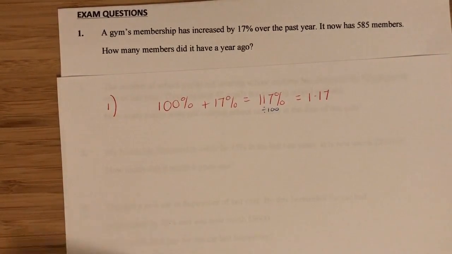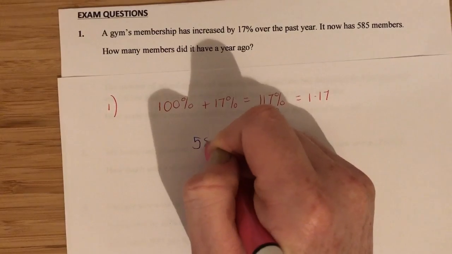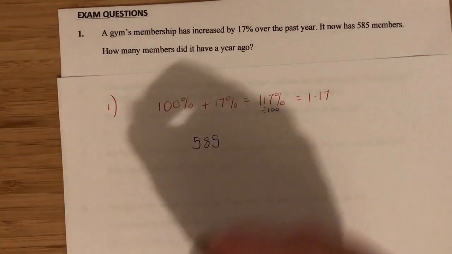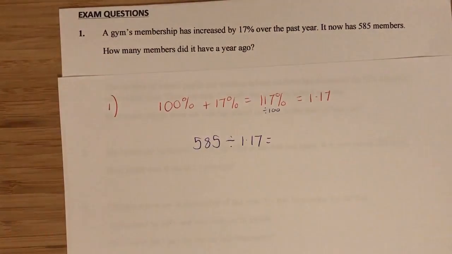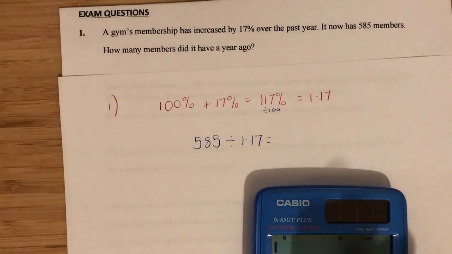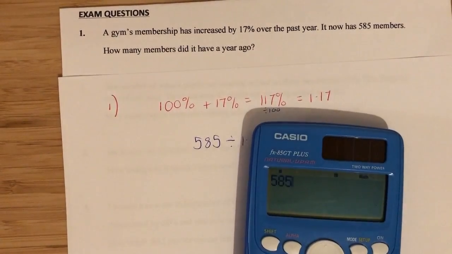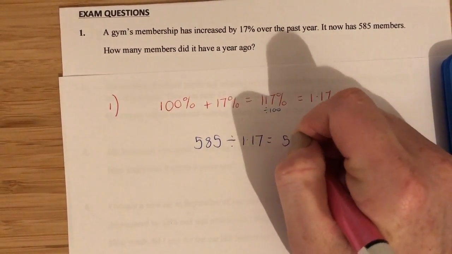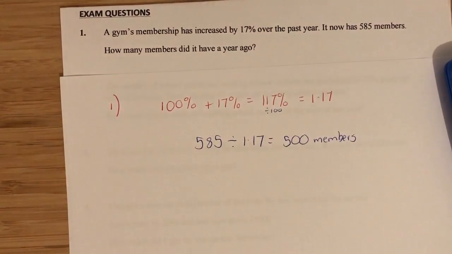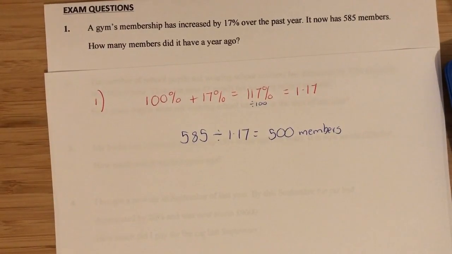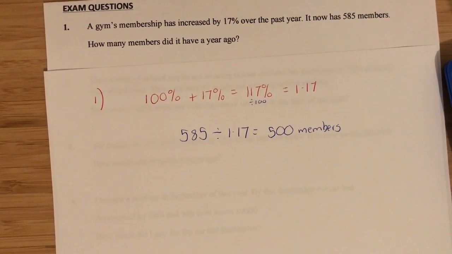But we're trying to go back to what happened before, and the opposite of multiplying is dividing. So it had 585 members. We're going to see what it was before, so we're going to divide by 1.17. 585 divided by 1.17 is 500 members. So I had 500 members a year ago. And that's the main process, so let's do it again.